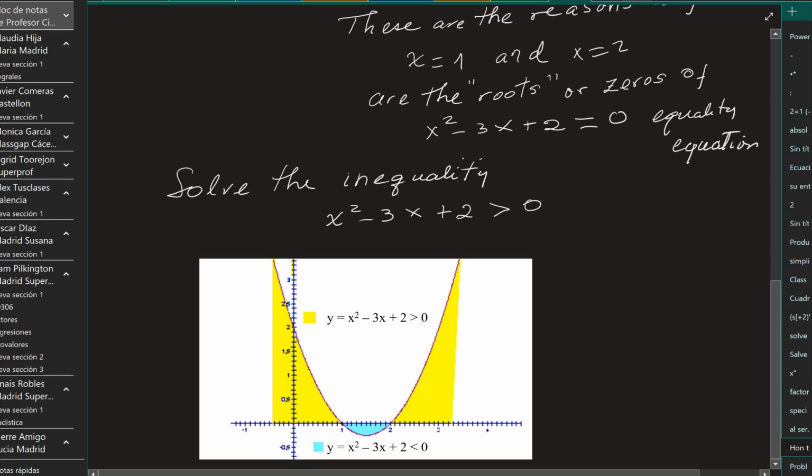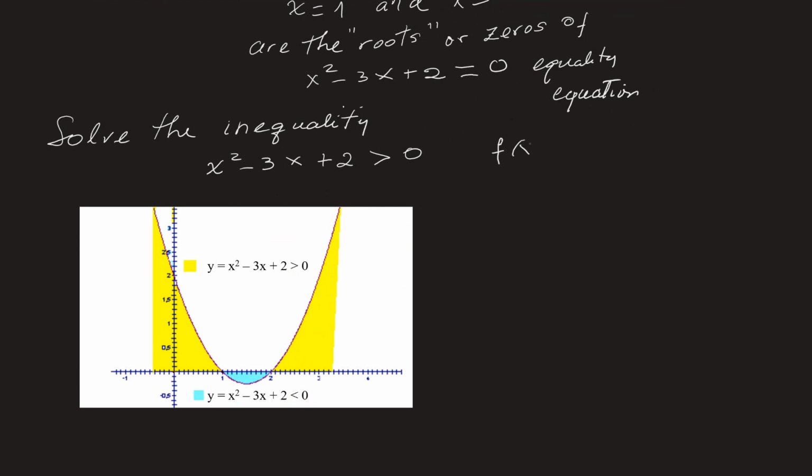We will use the function f(x) equal x squared minus 3x plus 2, which is a parabola. It opens up because this coefficient is positive. It opens up like this one. And the zeros are x equal 1, see here? And x equal 2. Then you have the idea of how this parabola is.